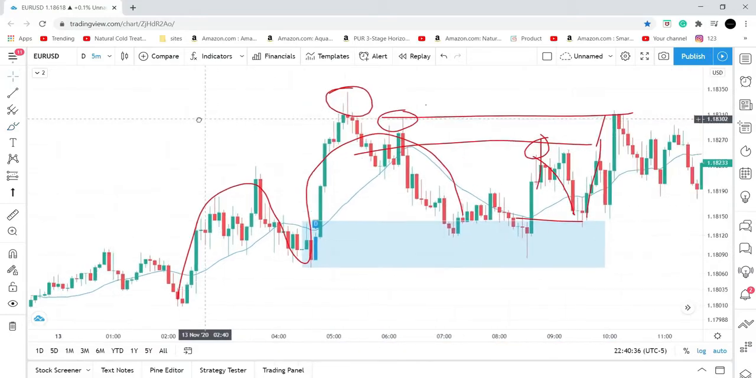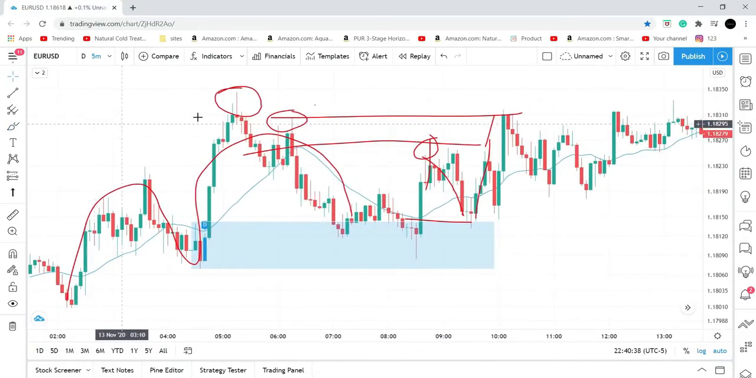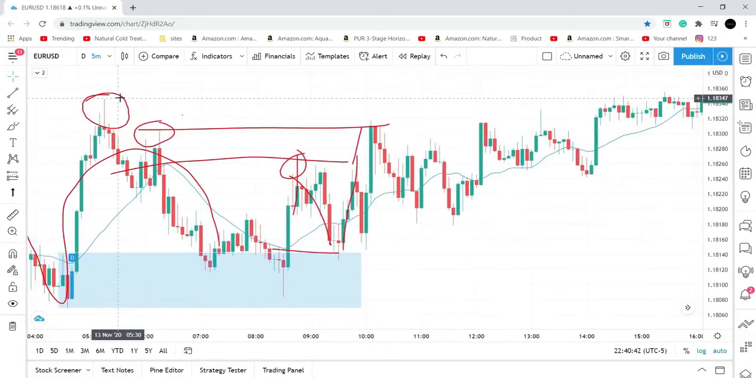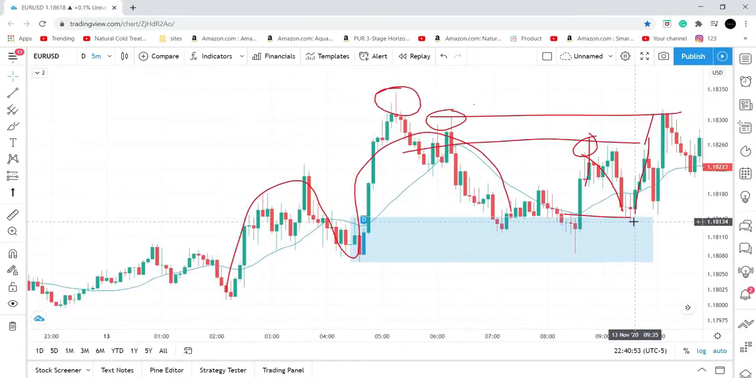Did we go to the high? Eventually, yep. Eventually, it looks like we went to the high. Let me see. Yep. Eventually, we went to the high. So those are the things you can do. Okay, you can tell that this is not a strong trend.